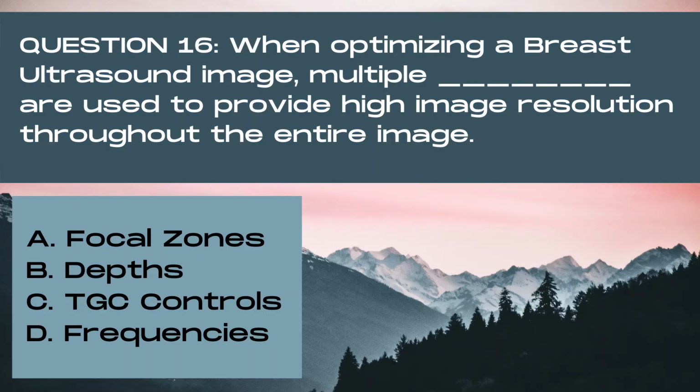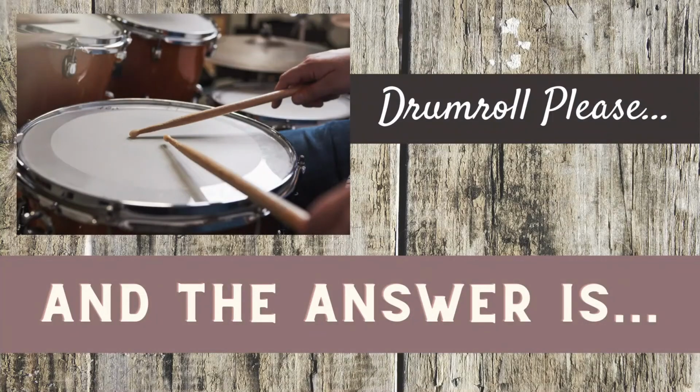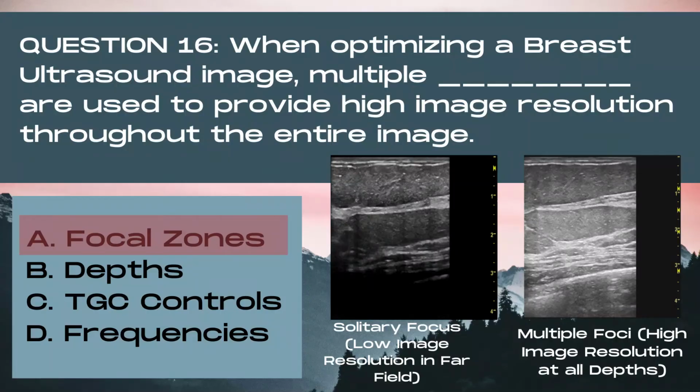Question 16. When optimizing a breast ultrasound image, multiple blank are used to provide high image resolution throughout the entire image? A. Focal zones, B. Depths, C. TGC controls, or D. Frequencies? And the answer is A. Focal zones. Multiple foci should be used in breast imaging since frame rate is not as crucial in breast ultrasound.